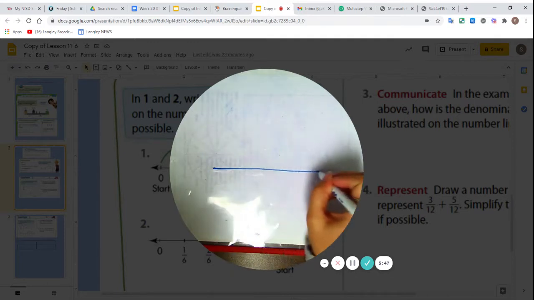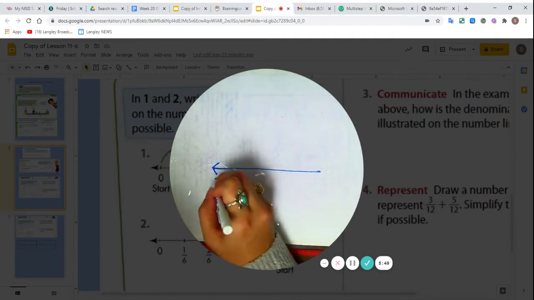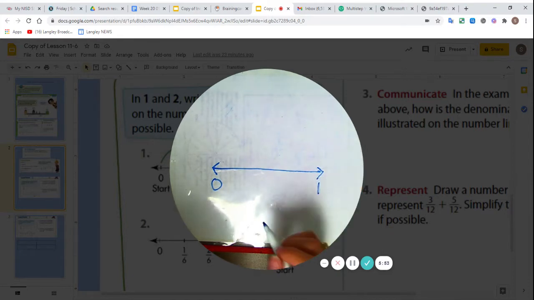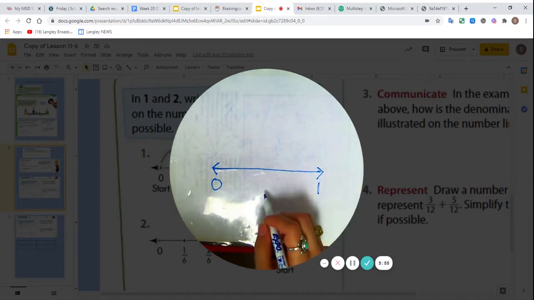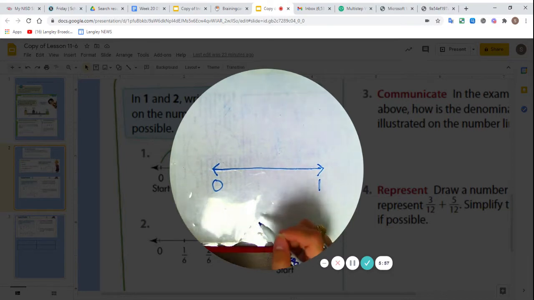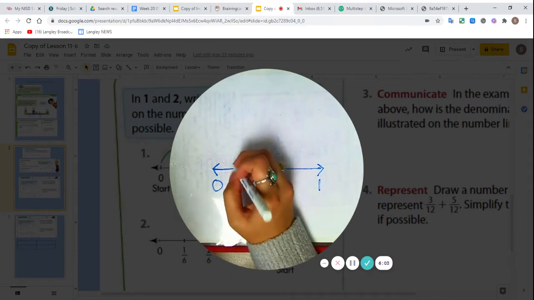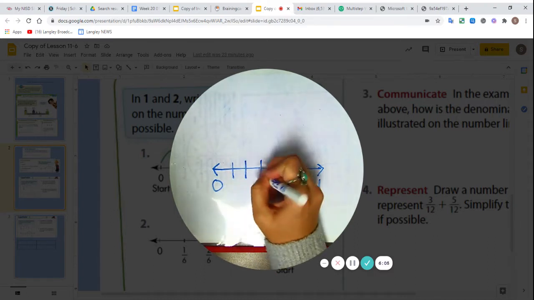All right, so this one is different. We're going to start at 0. It ends at 1. But the denominator for the fractions that we have for that second number line was 6. You can kind of see it there in the background behind my big circle. So let me make sure I have 6 equal parts.